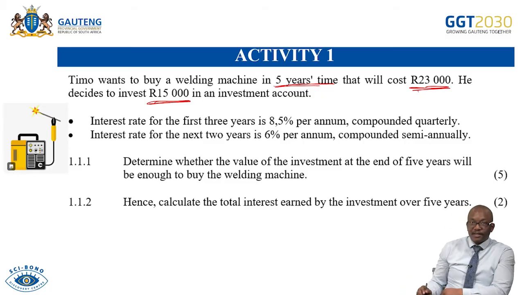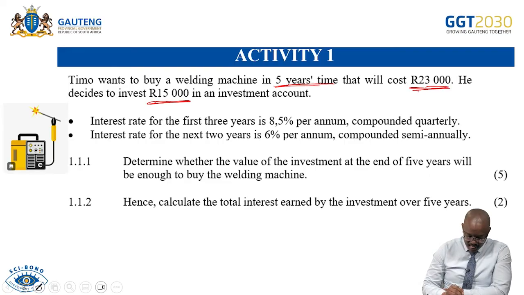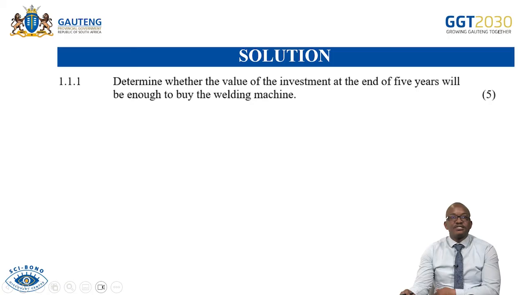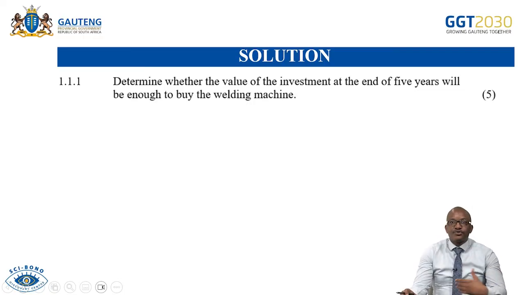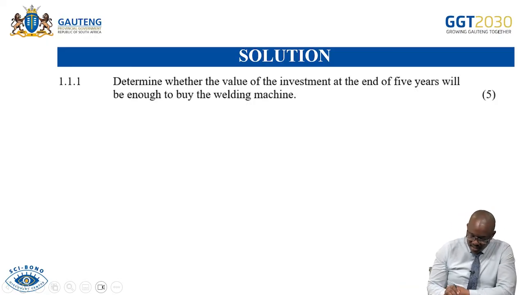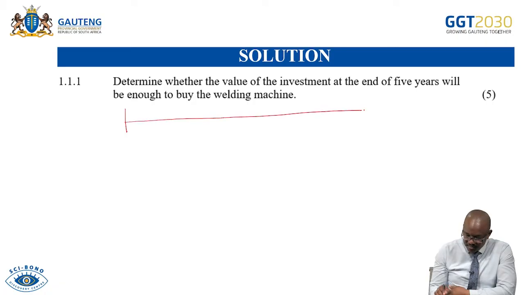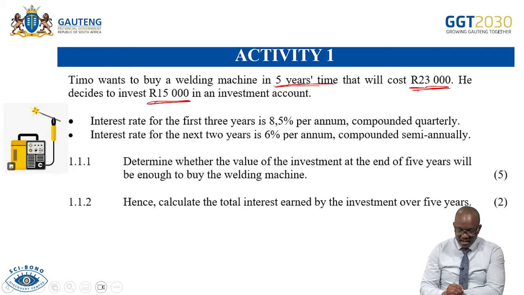So now, what is it that we do at first? Remember, I've spoken about the first question says we must determine whether the value of the investment at the end of 5 years will be enough to buy the welding machine. Remember, this question requires you to answer it and also give a conclusion. Remember, they said determine whether. It means the amount can be reached or it might not be reached as Timo invests. So now remember, we start with our timeline. It's very important for learners to understand this timeline. Remember, we are investing it within 5 years, correct?